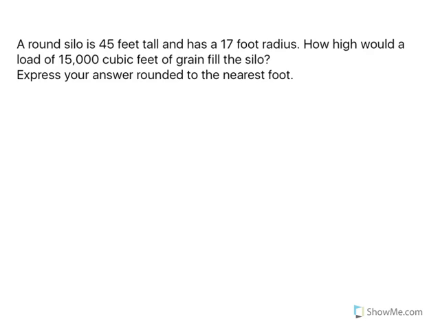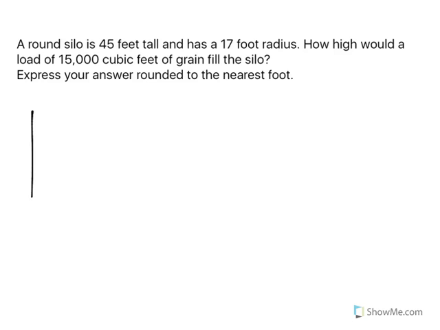A round silo is 45 feet tall and has a 17-foot radius. How high would a load of 15,000 cubic feet of grain fill the silo? Express your answer rounded to the nearest foot. Now, we are going to assume that it's empty to begin with, because if it's not empty, that would change how high the load of new grain would be.